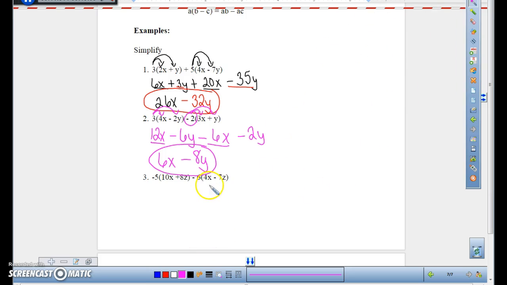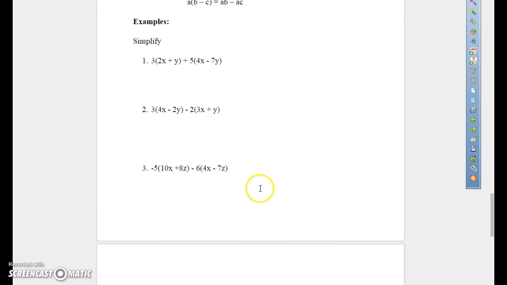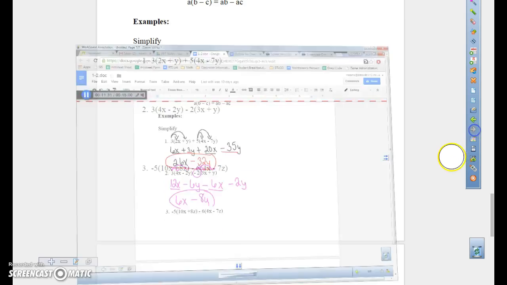Okay, the very last one. I would like you guys to solve number 3 on your own, in your notes, and please show me before you move on to the next lesson. Make sure you show me that before you move on to the next lesson, please. Thank you.